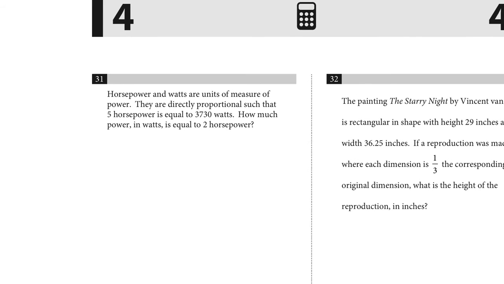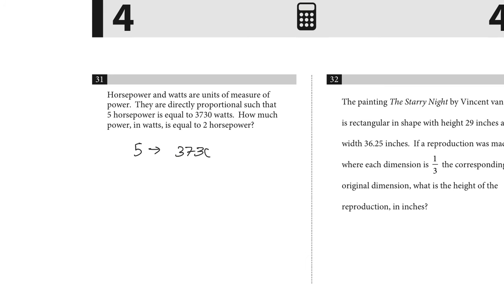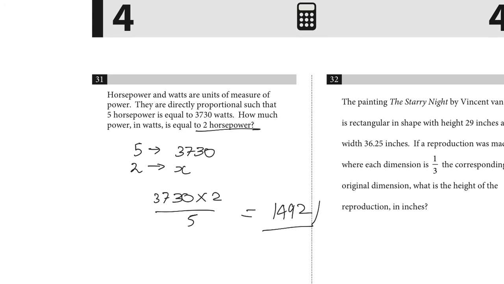Let's look at the 31st question. Horsepower and watts are units of measure of power. They're directly proportional such that 5 horsepower is equal to 3730 watts. How much power in watts is equal to 2 horsepower? If 5 is 3730, then 2 is x. 1492 is the answer.